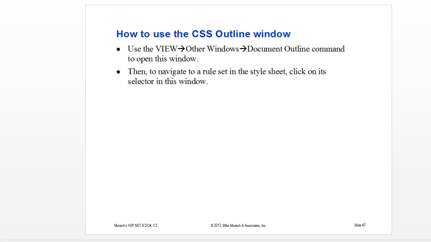There are different types of windows that you can access inside of Visual Studio that can help you look at the CSS and decide what to do with it and edit it and see what's going on in the actual application of it. One is if you go to View, Other Windows, Document Outline, that'll show the CSS outline window.